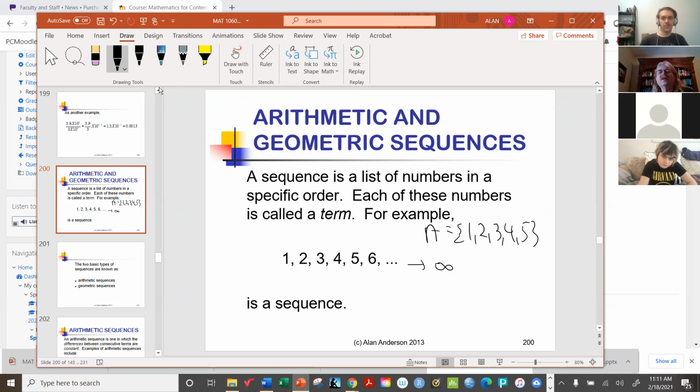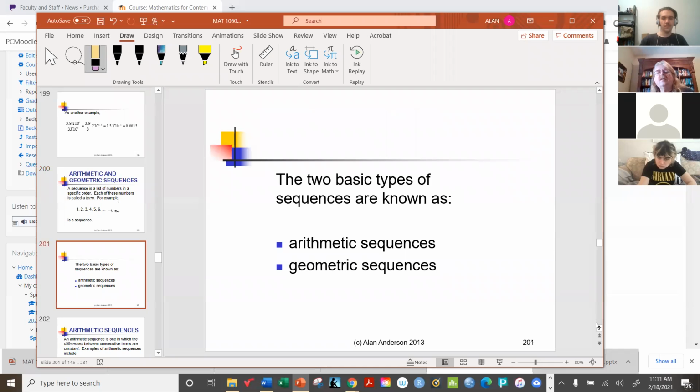And so there's 2 ways this can happen. There are other ways, but we're only going to look at 2 of them. So the 2 basic types are the arithmetic and the geometric sequences. There's plenty of others, but we're not going to do those in this class. Like the Fibonacci sequence clearly is much more complicated than what we're seeing here. It's a different kind of sequence.